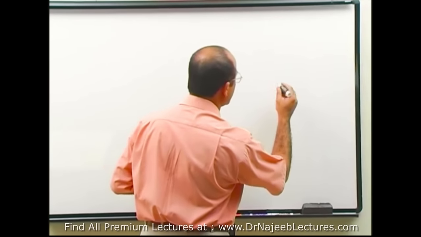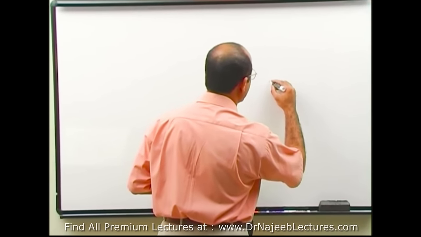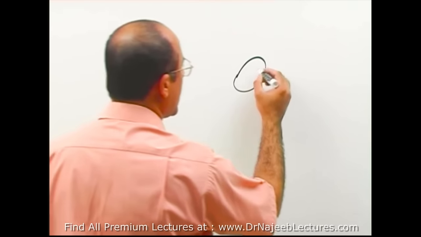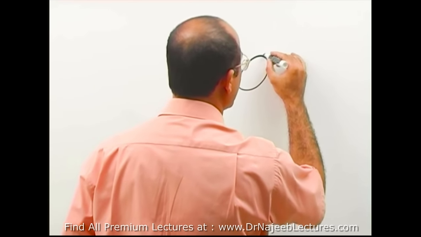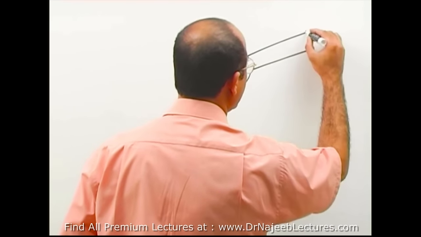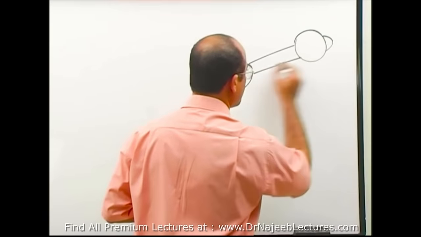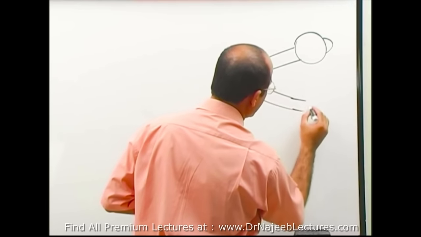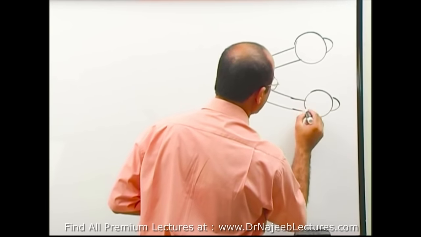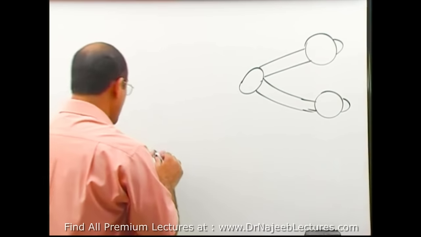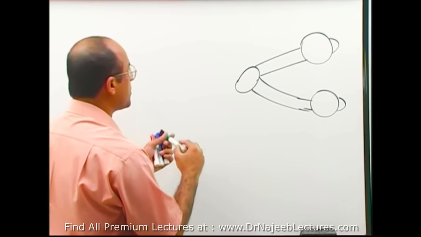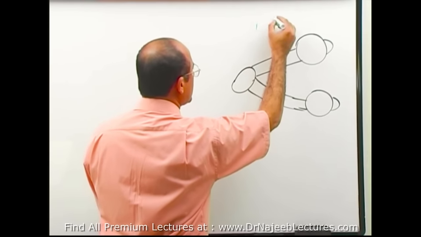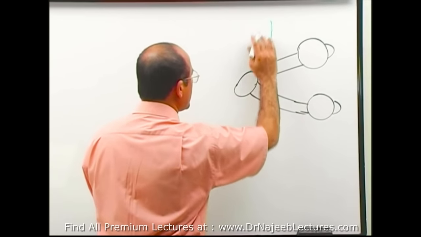As you know, here is your optic chiasma, right? And optic chiasma on one side is connected to one eyeball through the optic nerve, and on the other side, this is the other eyeball. Now, hypothalamus is extending from the optic chiasma. Here is a part of hypothalamus.